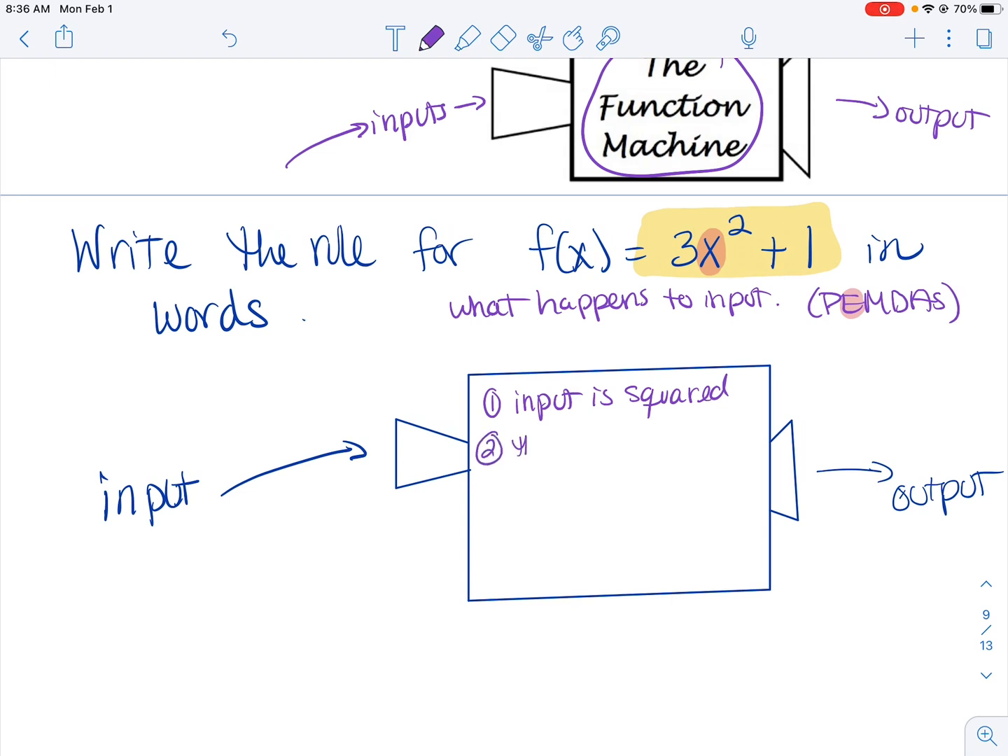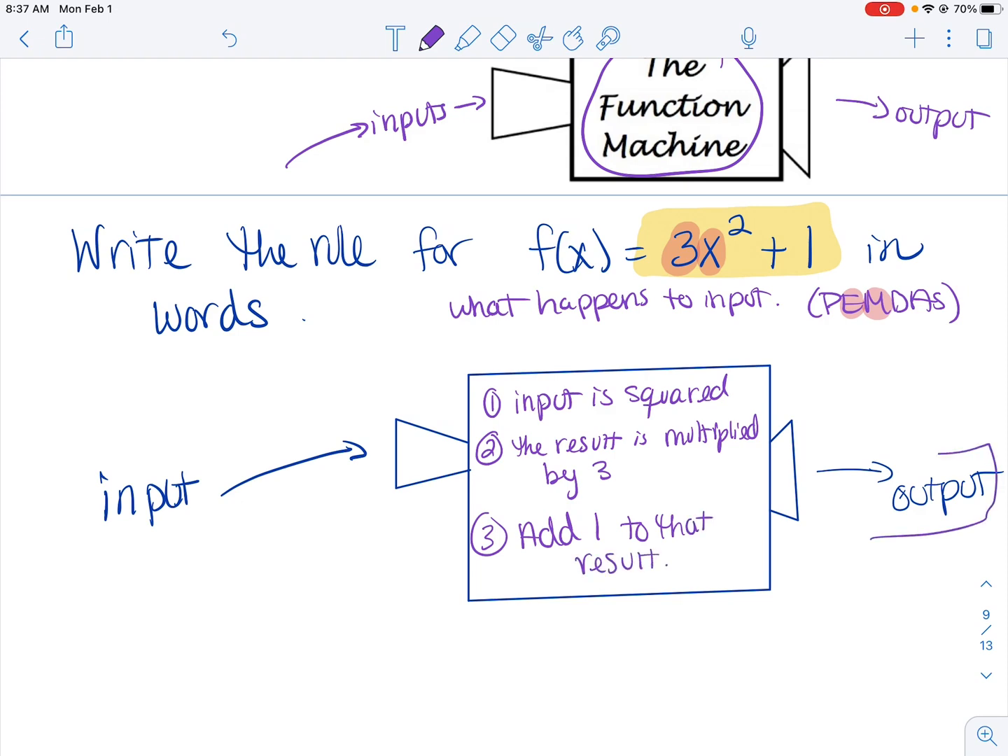After that, the result is going to be multiplied by 3, right? Multiplication comes next. And then lastly, we add 1 to that result. And doing those 3 steps will give us our output, okay? So it's really just taking a math statement and translating it, and following your PEMDAS rules as you go, okay?